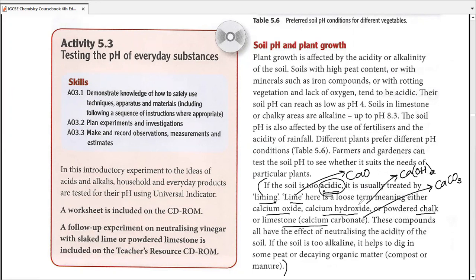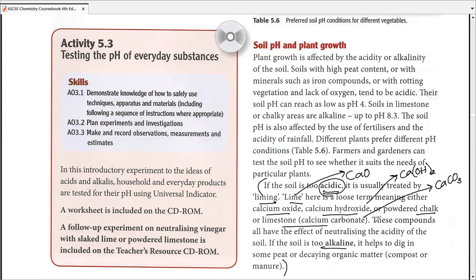Now, let's say a farmer has been using the liming process. He's adding lime to the soil. Unfortunately, he miscalculates it. He adds more lime to the soil than required. Of course, he's not going to turn the acidic soil into a neutral one. He is actually going to turn it alkaline. Now, if the soil becomes too alkaline, what do we do? We never add acid to the soil.